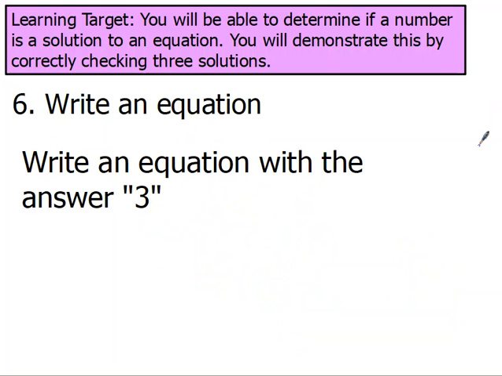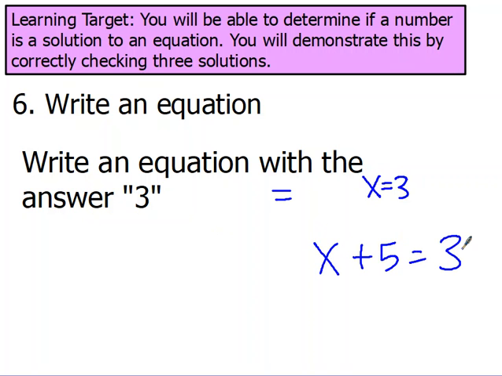Topic 6 was to write an equation. Now listen to me very carefully on this one. When I ask you to write an equation, we need an equal sign. We need an x, and that x is going to be the 3. So I do not want you telling me like x plus 5 equals 3. That is not an equation with the answer 3. I want the 3 to be over here. So instead, if I wrote x plus 5 equals 8, well, now that has got to be a 3.